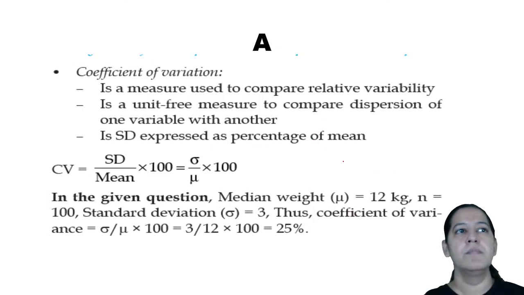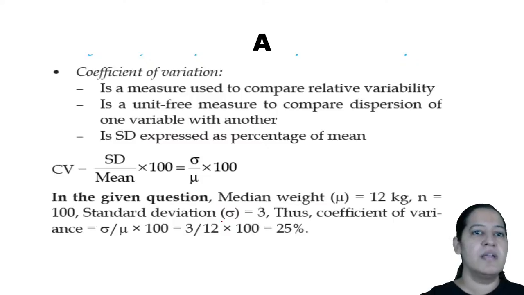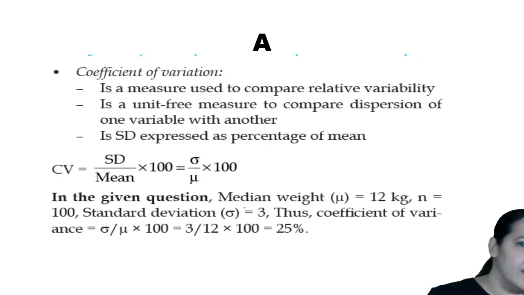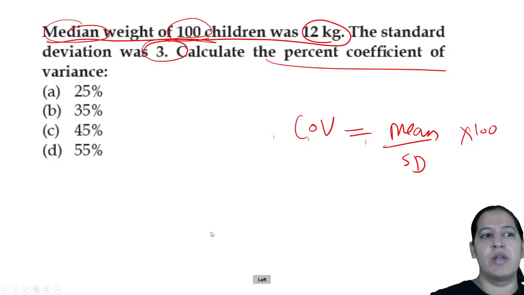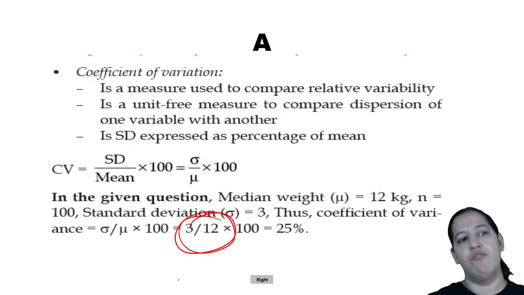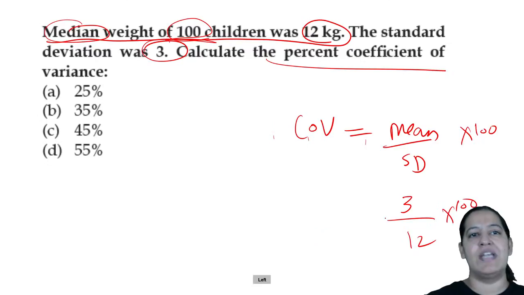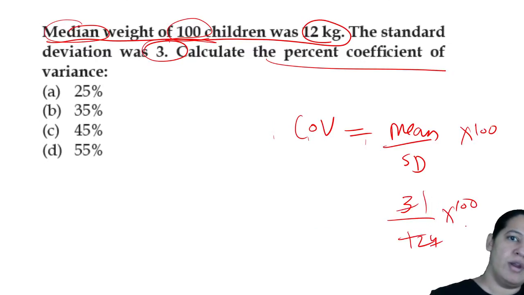Yes or no? Median as the mean only. So median weight is 12 kg. Yes, median is considered as mean only. So you have to put the value only. So it will be 3 upon 12 into 100. Just do the calculation. What is it coming? 3 upon 12 into 100 is 25. 1 by 4, and it will be 25.